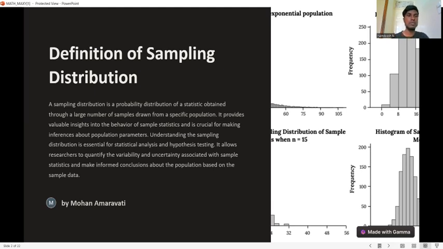Understanding the sampling distribution is essential for statistical analysis and hypothesis testing. It allows researchers to quantify the variability and uncertainty associated with sample statistics and make informed conclusions about the population based on sample data.